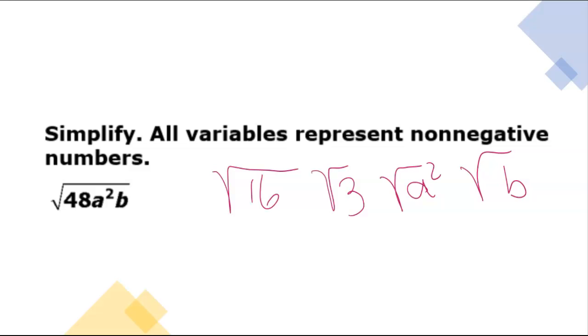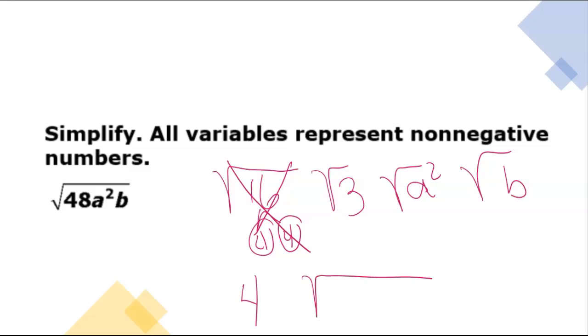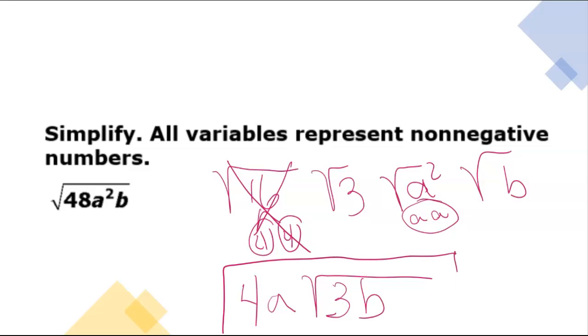Well, 16, we could call that 4 times 4. So now we have two 4s. They can go out. The 3 has to stay home. It's alone. A squared, that's the same thing as saying there's a times a. They're the same. They can go out. And then b is all by himself. He has to stay home. Make sense? And that's the answer.